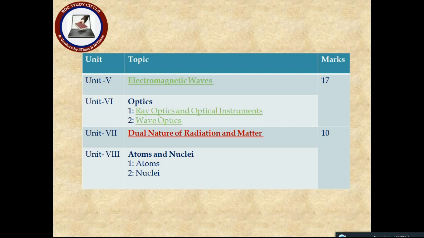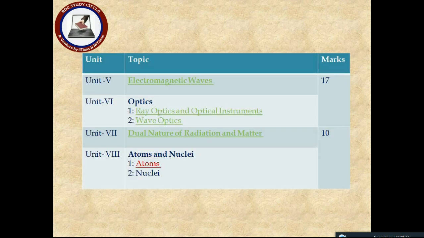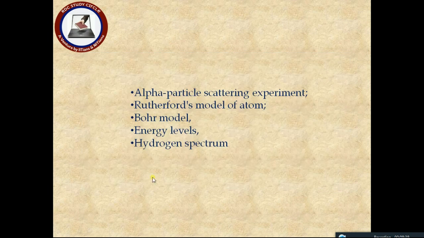And 7th and 8th units are basically based on modern physics. In Unit 7, the first topic is dual nature of radiation and matter. In that, students get an introduction to dual nature of radiation, photoelectric effects, Hertz and Lenard's observation, Einstein's photoelectric equation, particle nature of light, matter wave and wave nature of particle, de Broglie relations, and the Davisson-Germer experiment. And the second part of this group is atoms and nuclei. Under the atoms topic, students get an introduction to the alpha particle scattering experiment, Rutherford's model of atoms, Bohr's model, energy levels, and hydrogen spectrum.